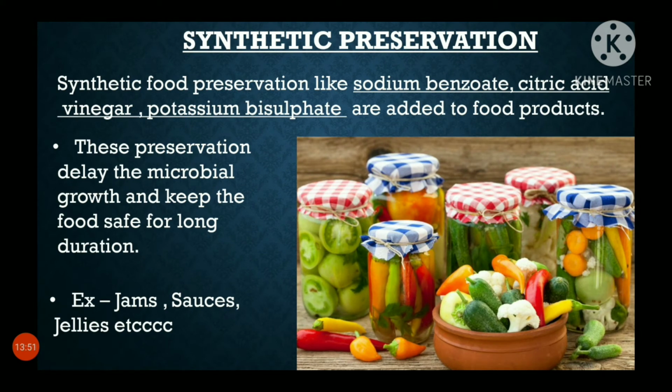Next is synthetic preservation. Synthetic means chemicals, not natural. Synthetic food preservatives like sodium benzoate, citric acid, vinegar, potassium bisulfate are added to food products. These preservatives delay the microbial growth and keep the food safe for a long duration. Examples: jams, sauces and jellies, etc. If you see jams, it will be solidified, the color will be very attractive, sweet in taste. Sauces, tomato sauce, chili sauce, these all are preserved by adding chemicals to them, as are jellies.